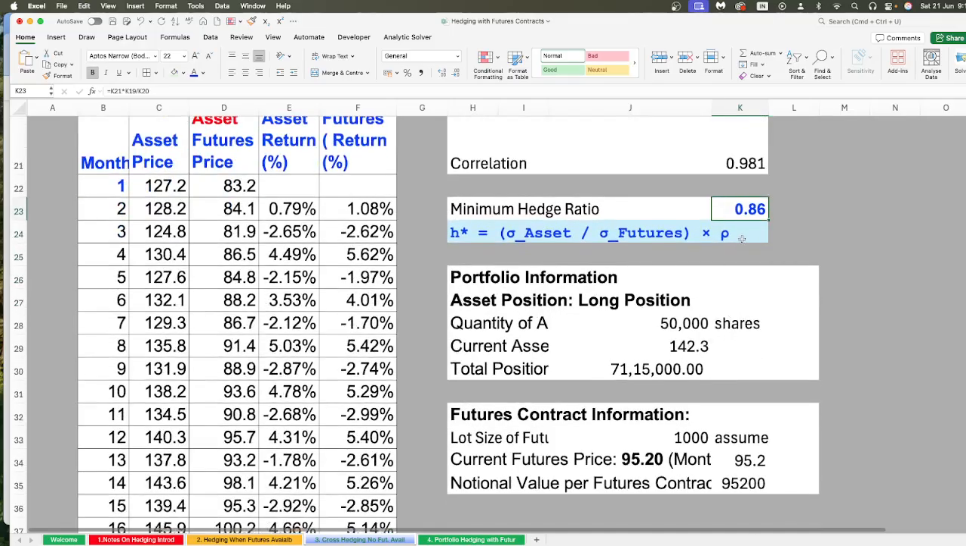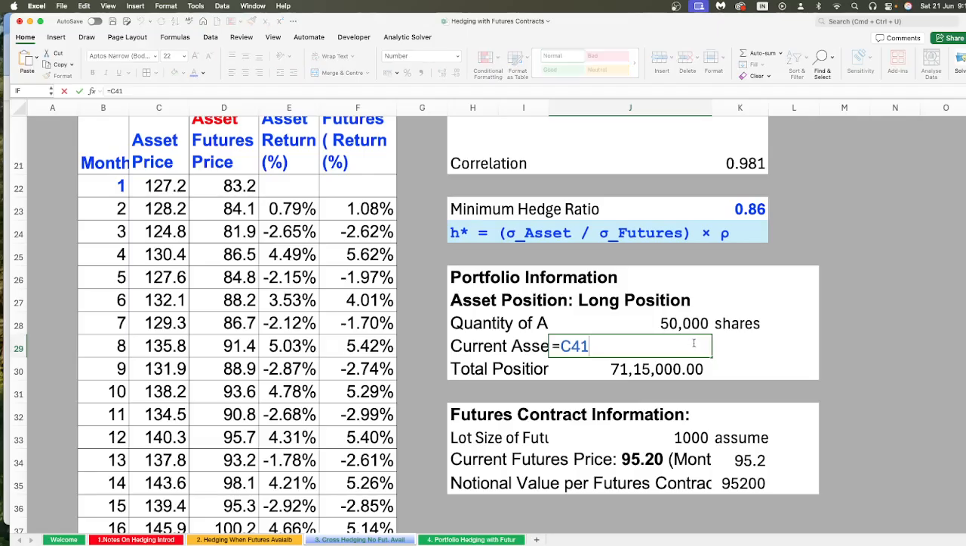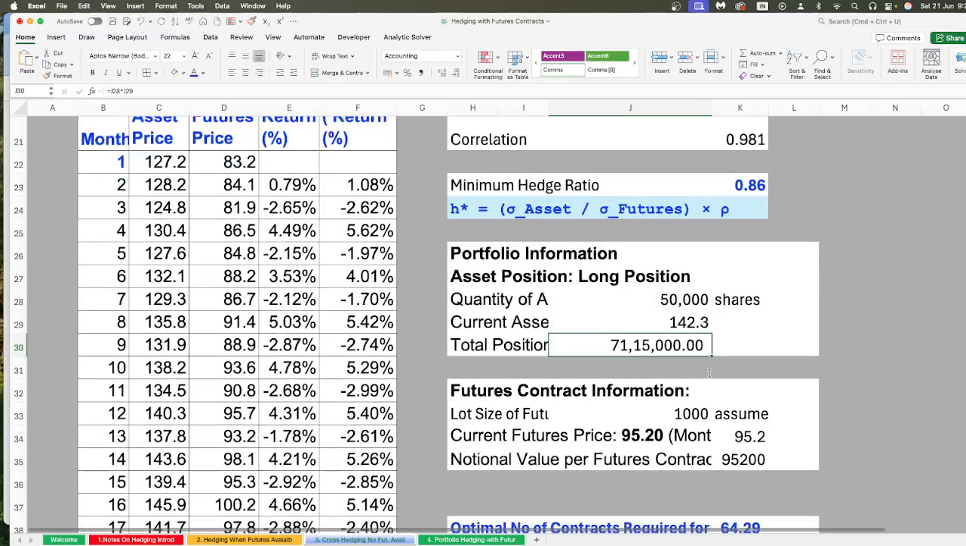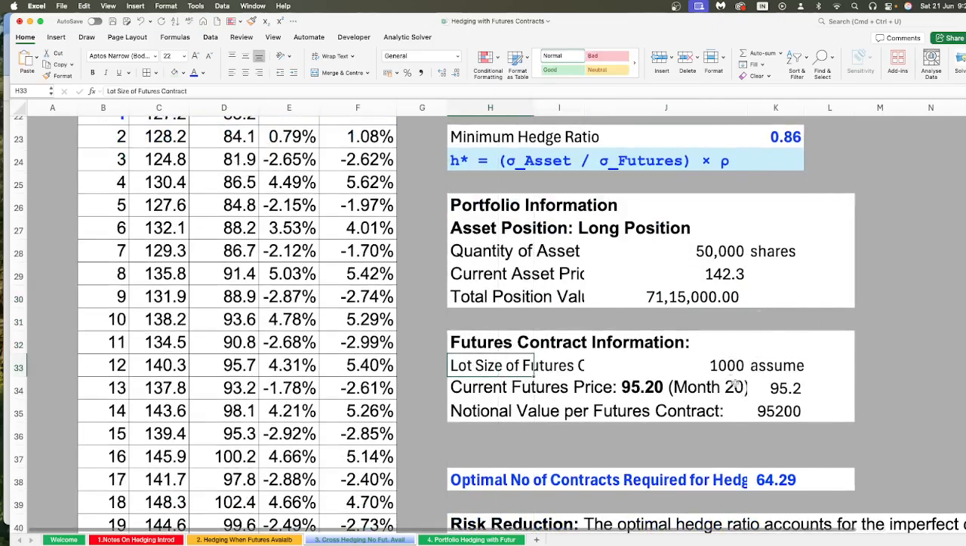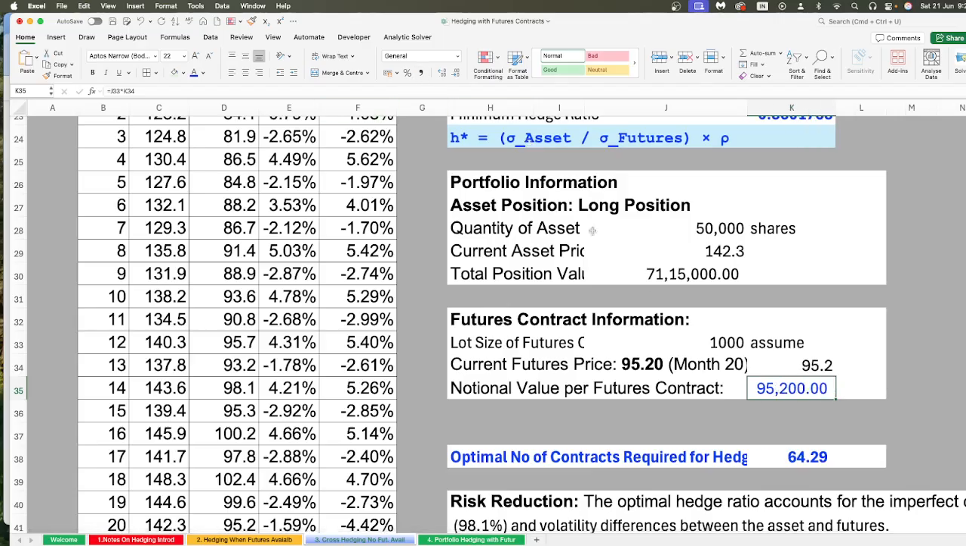Now, once you know this, let's say that an investor has 50,000 shares and the current value is 142.3. So the notional value of his investment is 71 lakh 15,000. Now you want to calculate the number of contracts required. First calculate the lot size. Let's assume the lot size of the alternative futures is 1000, bought at 95.2. So the notional value of one futures contract is 95,200.